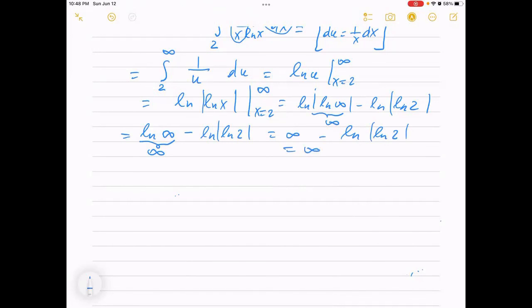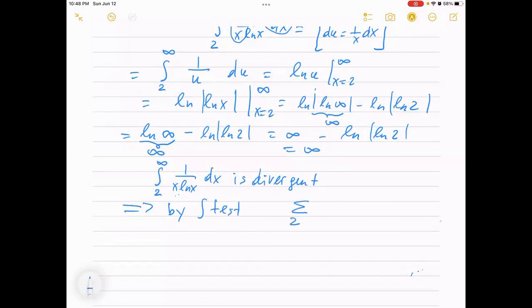So we conclude the integral from 2 to infinity of 1 over x ln x dx is divergent. Therefore, by the integral test, the corresponding series, the sum from n equals 2 to infinity of 1 over n ln n, is divergent.